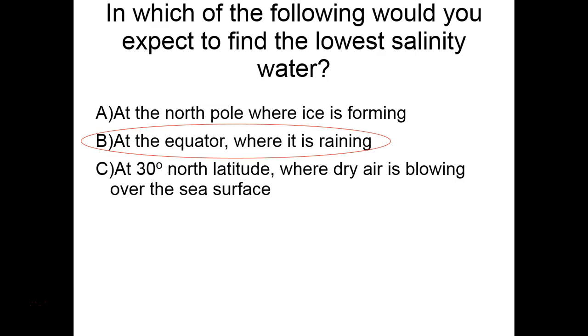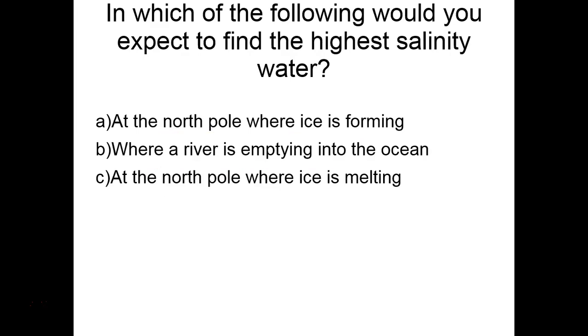For A, the North Pole where ice is forming, that's taking fresh water out and leaving salt behind, so that makes it more concentrated, and that would increase salinity. At 30 degrees north latitude, where dry air is blowing over the sea surface, that increases evaporation. And so if you have a lot of evaporation, that's taking fresh water out and again concentrating the salt. That's why that's not correct either.